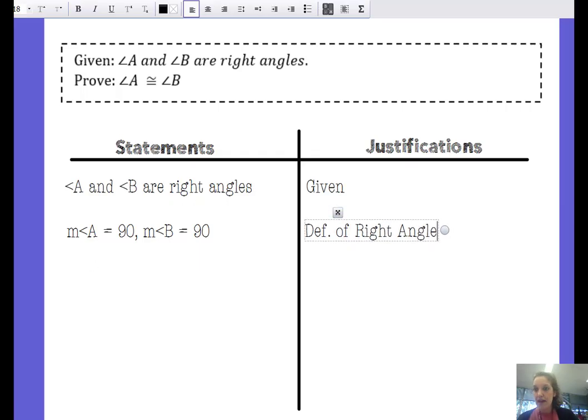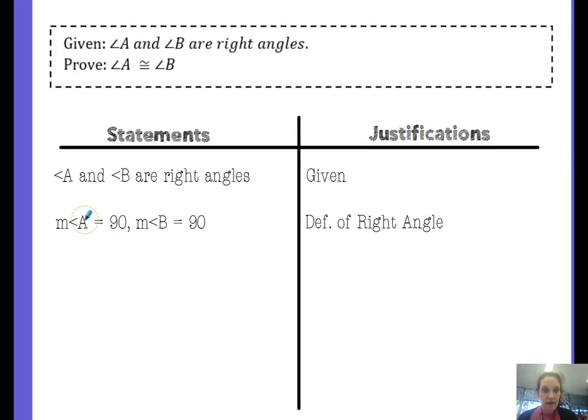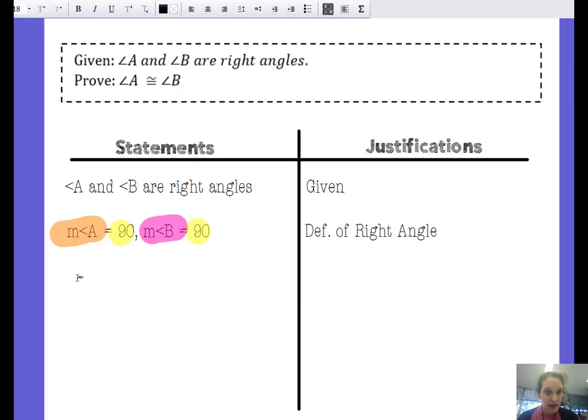Okay, I have measure of angle A is equal to 90. The measure of angle B is equal to 90. And so now I can say measure of angle A is equal to the measure of angle B by the, I use 3 colors. 3 starts with the letter T. T for transitive. Transitive property.